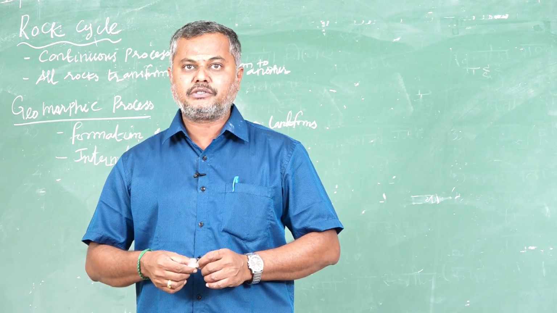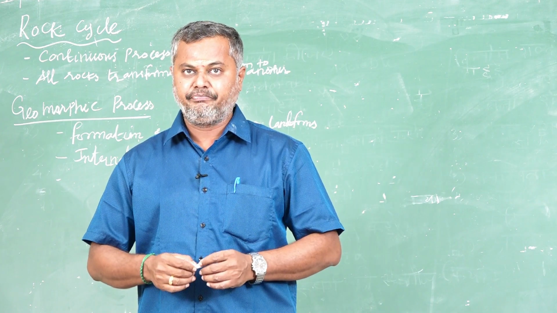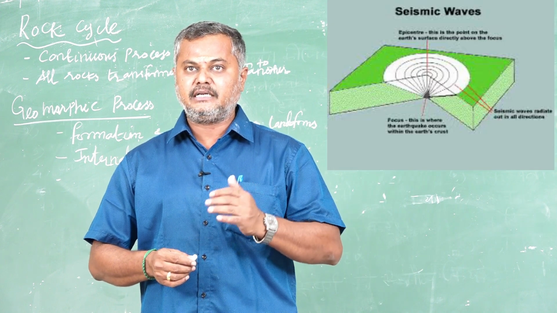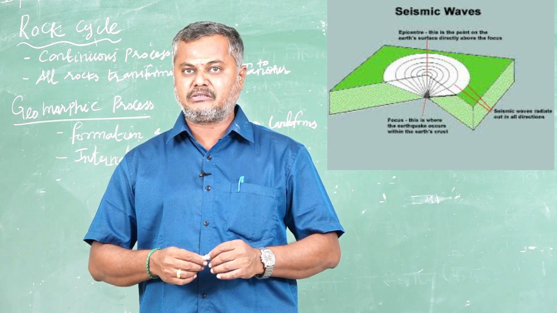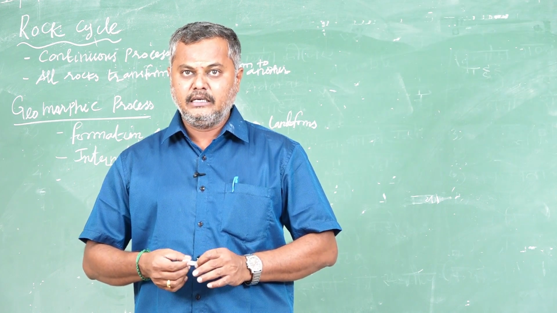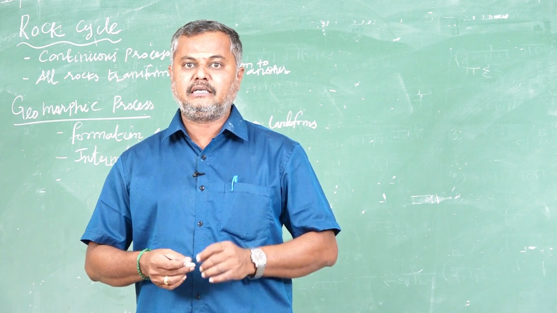Next, from the earthquake, what waves may be caused? The first one is seismic waves. Earthquakes generate seismic waves. The nature, force and speed of these seismic waves depend on the nature of the medium through which they pass. Accordingly, there are three major types of waves. What are the three major types of waves?